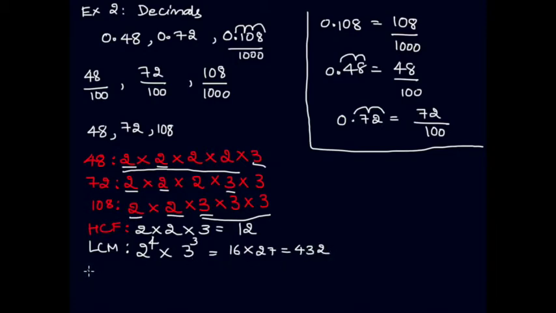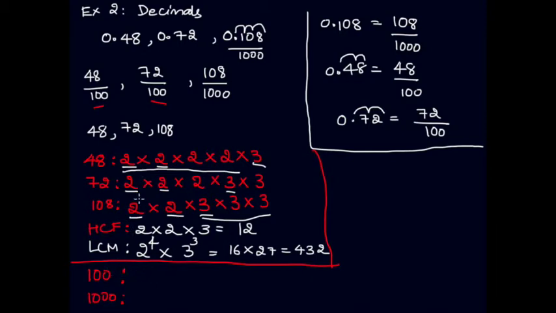Then lastly, let's do denominators. But as you guys can see, there is 100 and 100 repeated here. So we can just take 100, 100 and 1000. Let's list out the factors. Just want to separate these two so that there's no confusion.